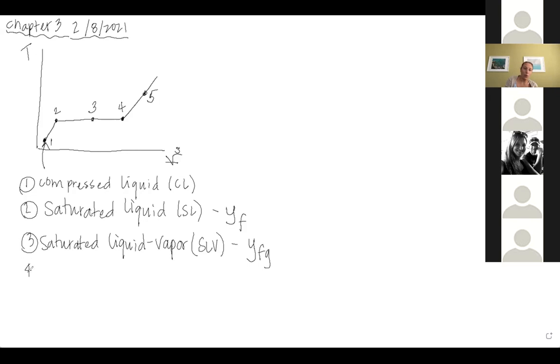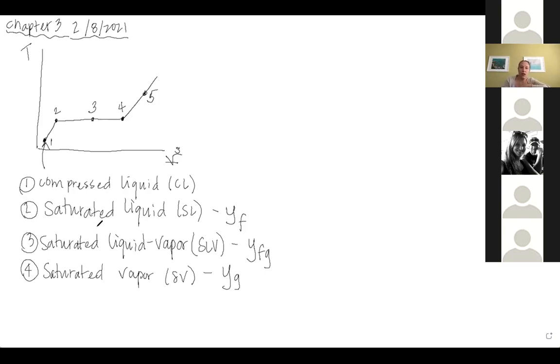At point 4, we have our saturated vapor. So SV, and this has the subscript of G. Saturated vapor is, liquid, we know what liquid is. Vapor is when it's going through a vaporization process, turning into something more like water vapor or a type of gas, which is where this sub G comes from.